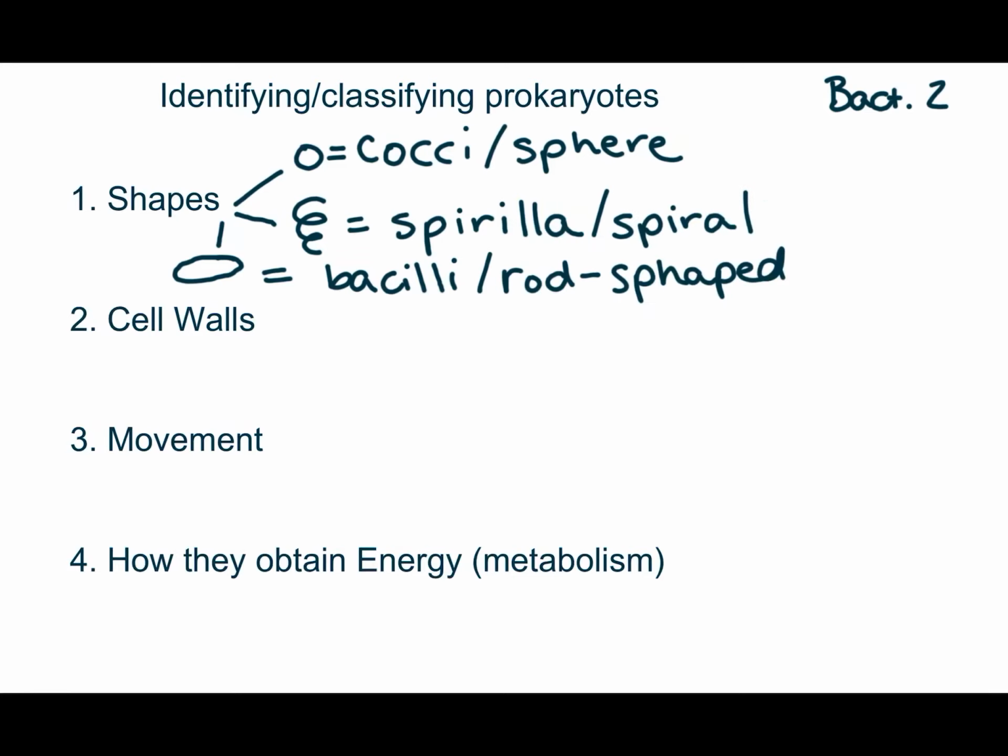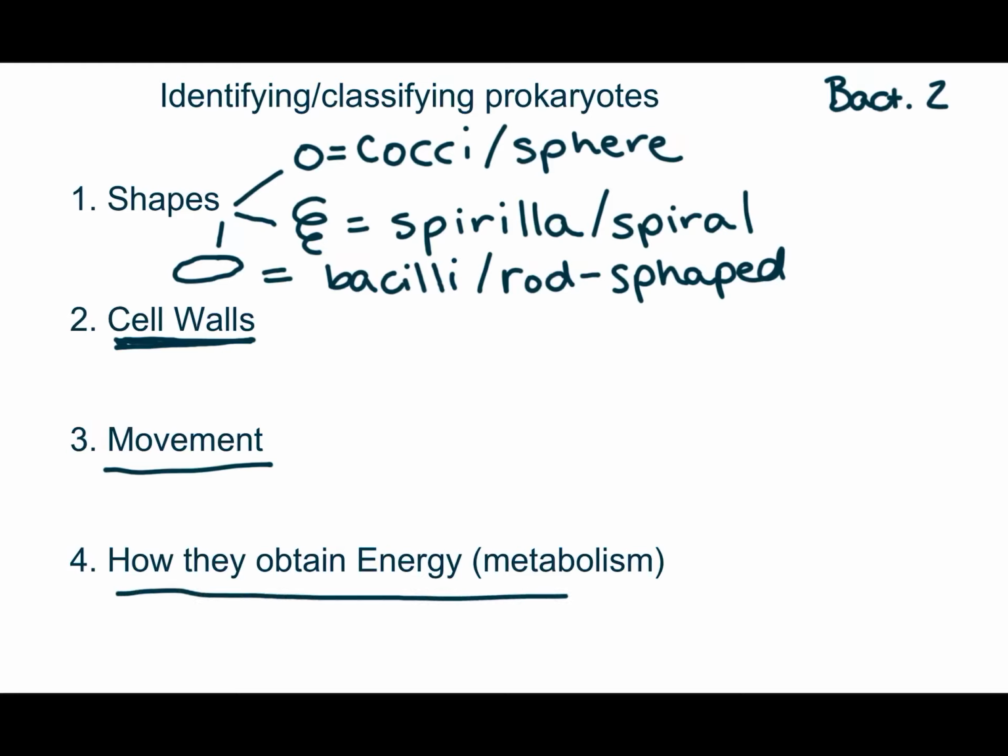Another way that scientists classify prokaryotes is they look at the cell walls of the different prokaryotes, and they look for different chemicals that are in the cell walls and how they react to other chemicals. They do a stain called a Gram stain. All you need to know basically is that they look at the chemicals in cell walls to classify bacteria or prokaryotes. They also look at movement. Not all bacteria are able to move, but some of them have flagella or cilia or something like that that allows them to move around.